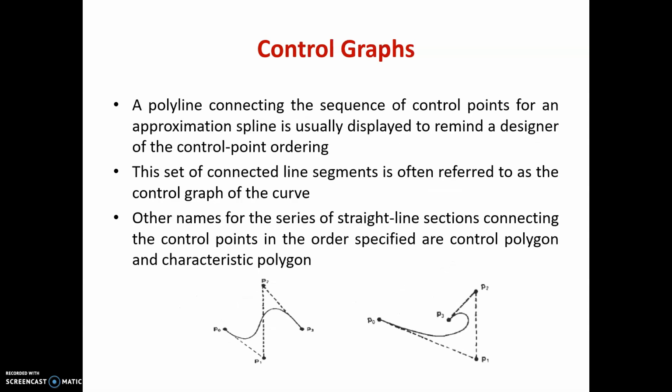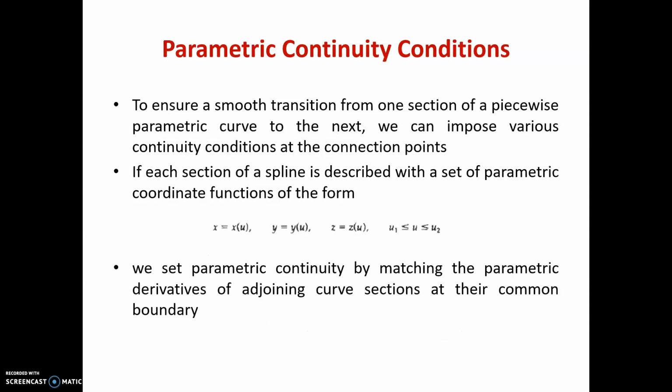Next, control graphs. A polyline connecting the sequence of control points for an approximation spline is usually displayed to remind a designer of the control point ordering. This set of connected line segments is often referred to as the control graph of the curve. Other names for the series of straight line sections connecting the control points in the order specified are control polygon and characteristic polygon.